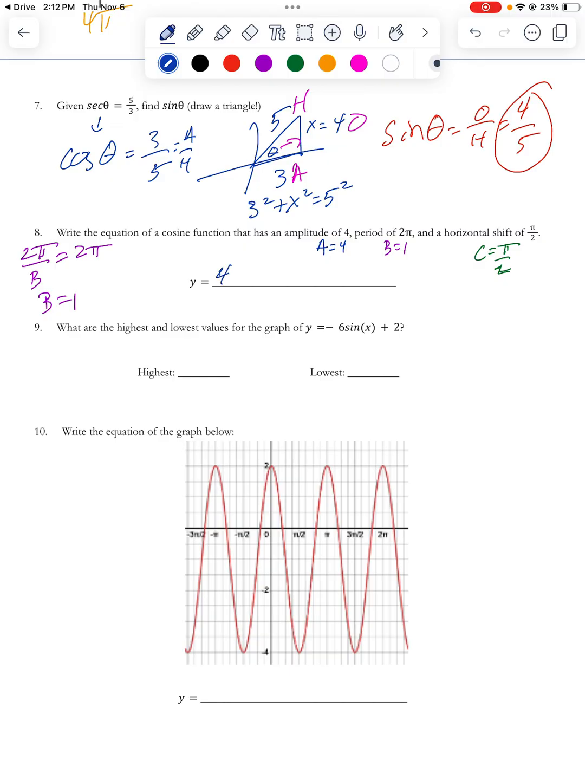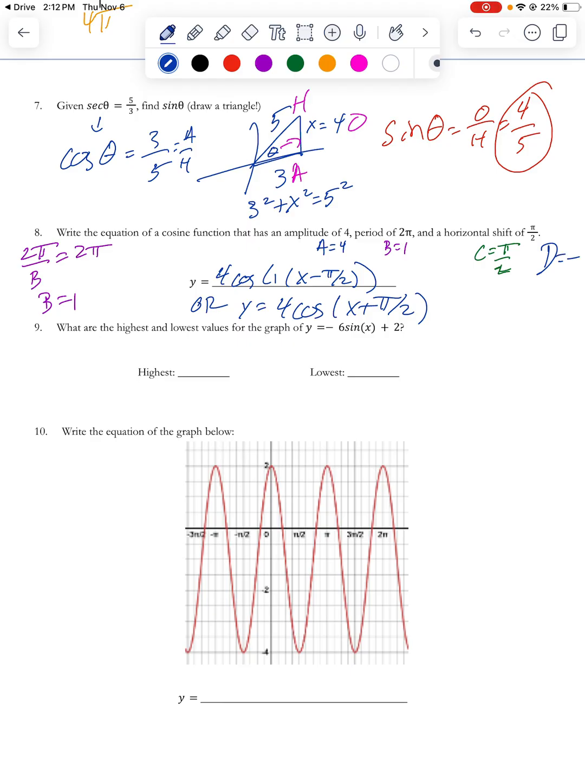One answer could be this, 4 cosine. You don't really have to write the 1 if you don't want to. Just like that. Or you could write y equals 4 cosine of x plus pi over 2. It doesn't tell you if the horizontal shift is to the left or the right, so you can do plus pi over 2 inside or minus pi over 2. And there's not a vertical shift, so there is not a d value.